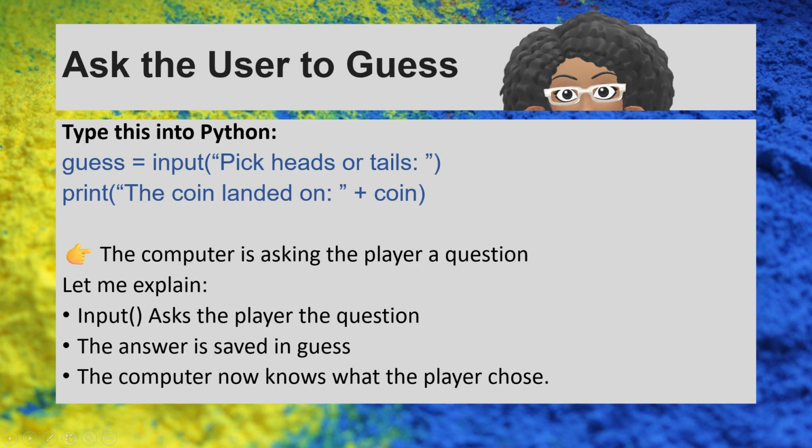Ask the user to guess. Type this code into Python. Once again, you can pause the video while you type. The computer is asking the player a question. Let me explain. Input asks the user the question. The answer is saved in guess. The computer now knows what the player chose.